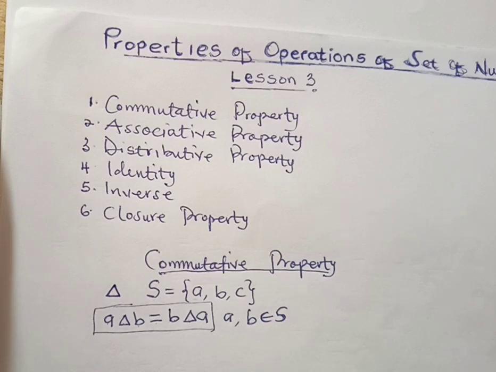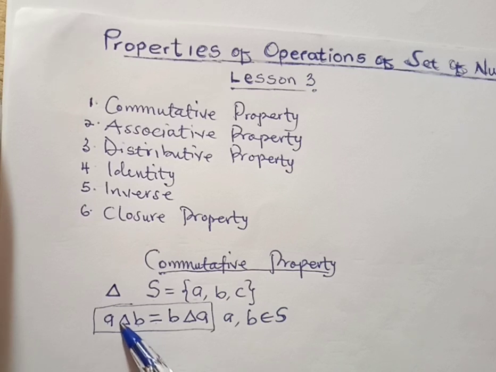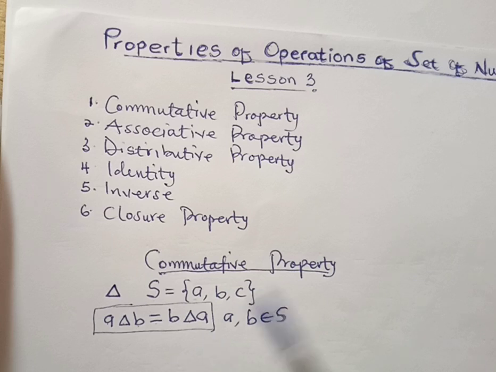Have you gotten that? What we are saying is if we take two elements and operate with each other, and we change their positions, if the answers are the same and can also be found in the set, then we say that operation is commutative. Have you gotten that? Good.